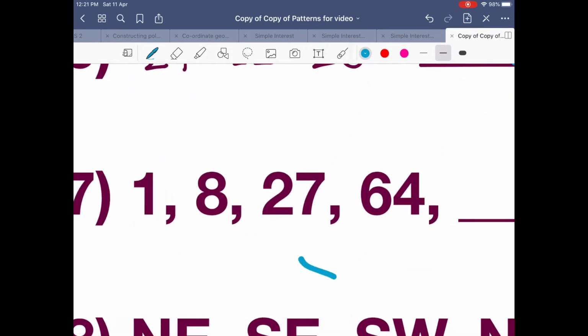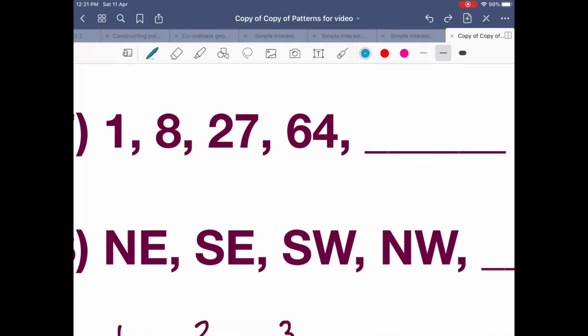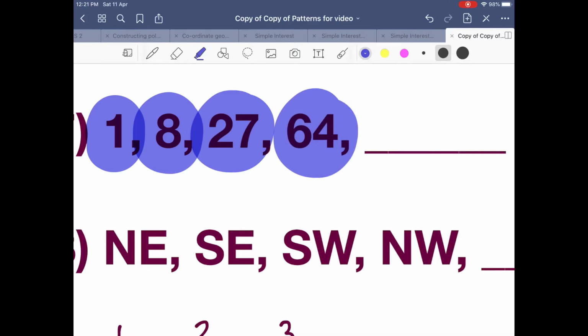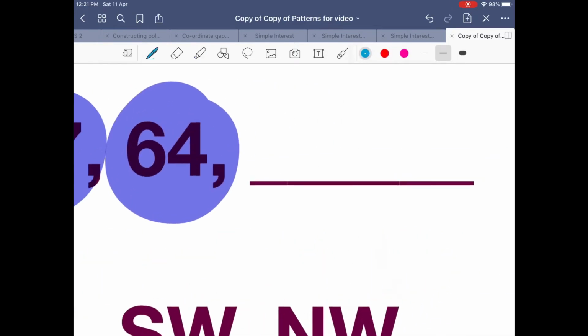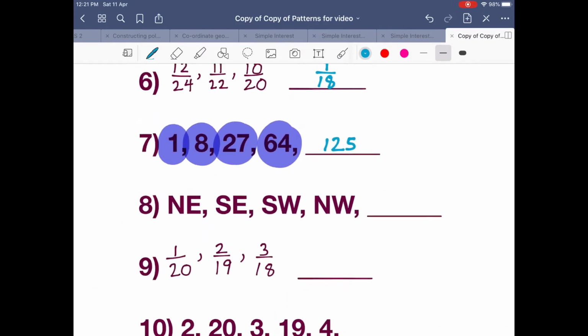So next, we saw this before in a fractions question. We should know by now that 1 cubed is 1, 2 cubed is 8, 3 cubed is 27, and 4 cubed is 64. So next we have 5 cubed, meaning 5 times 5 times 5 is 125.